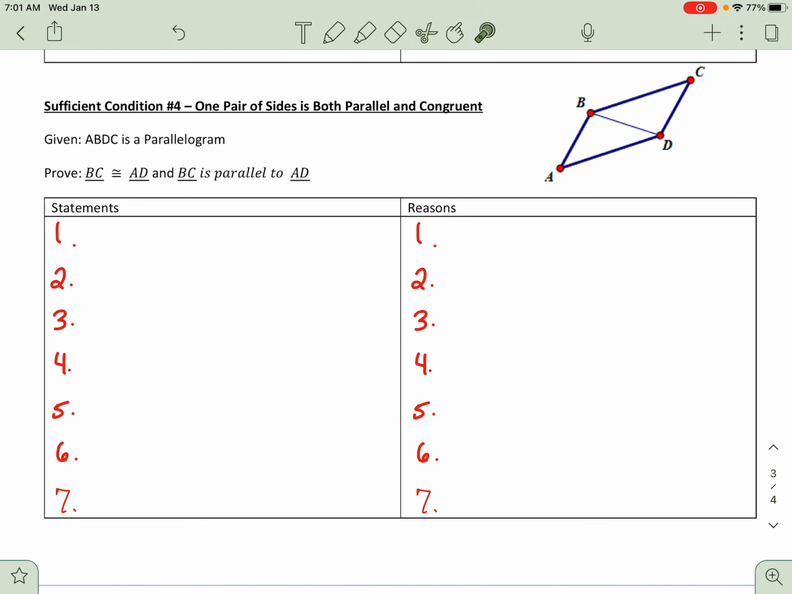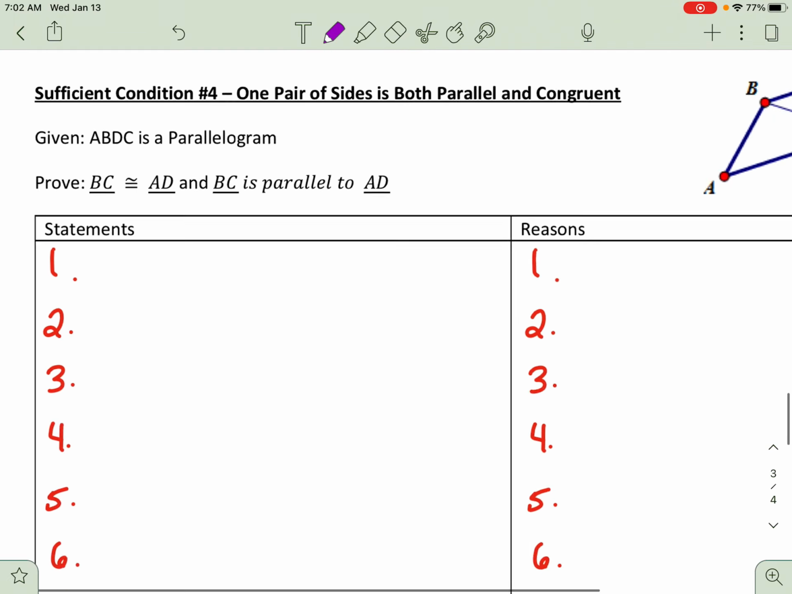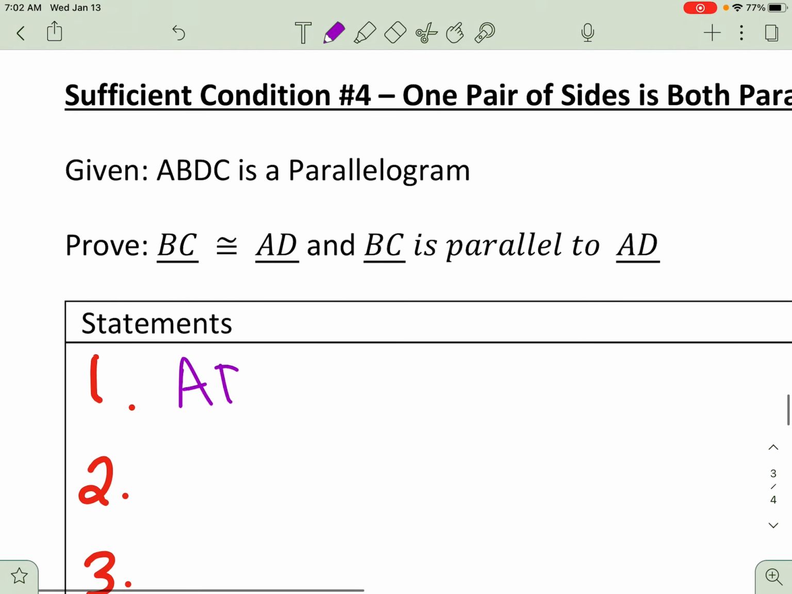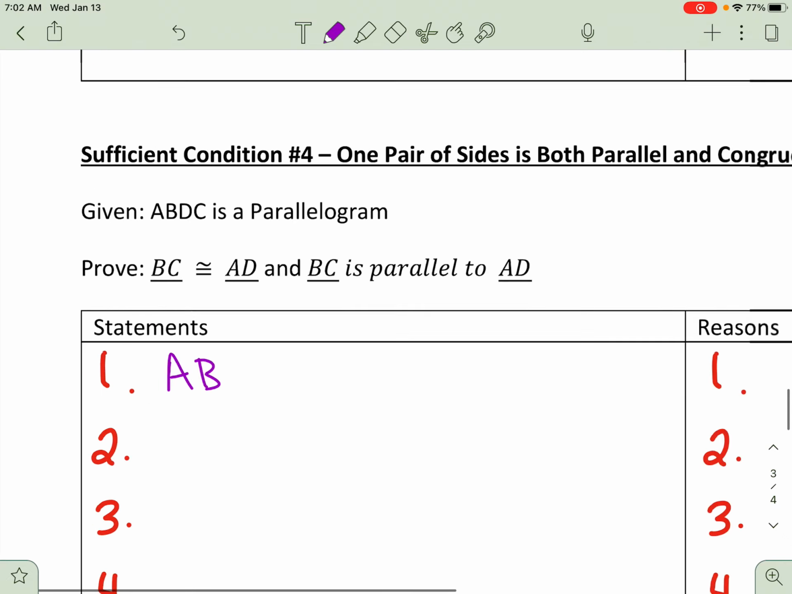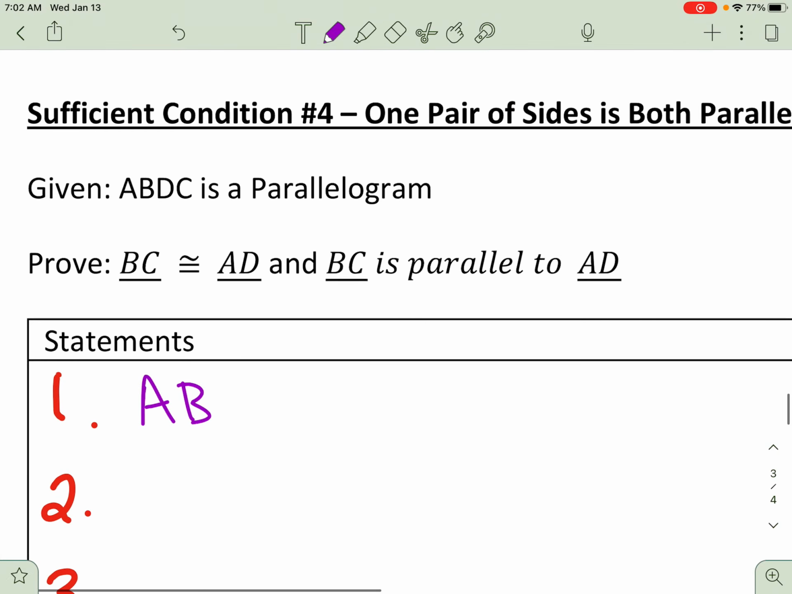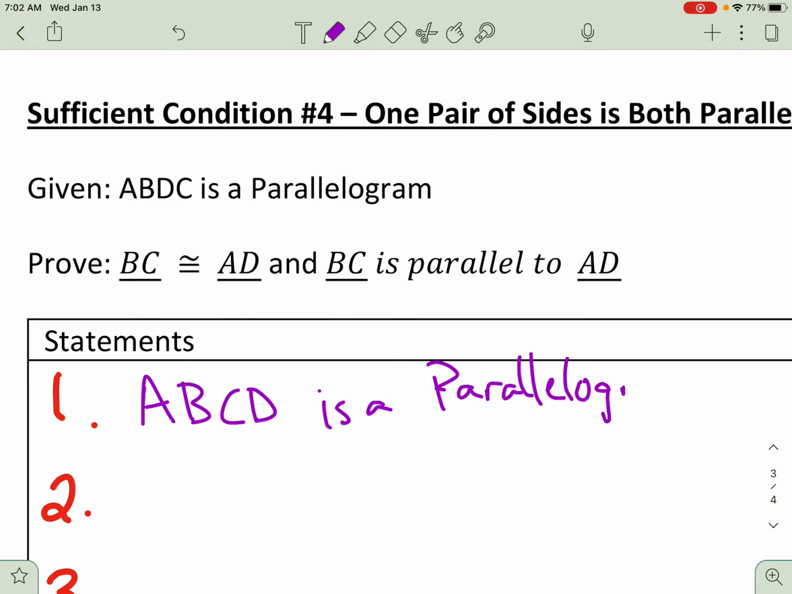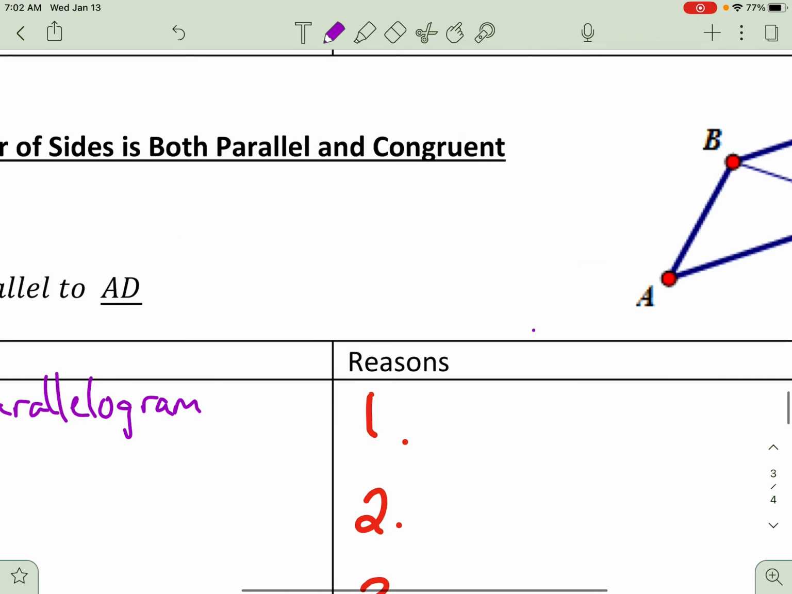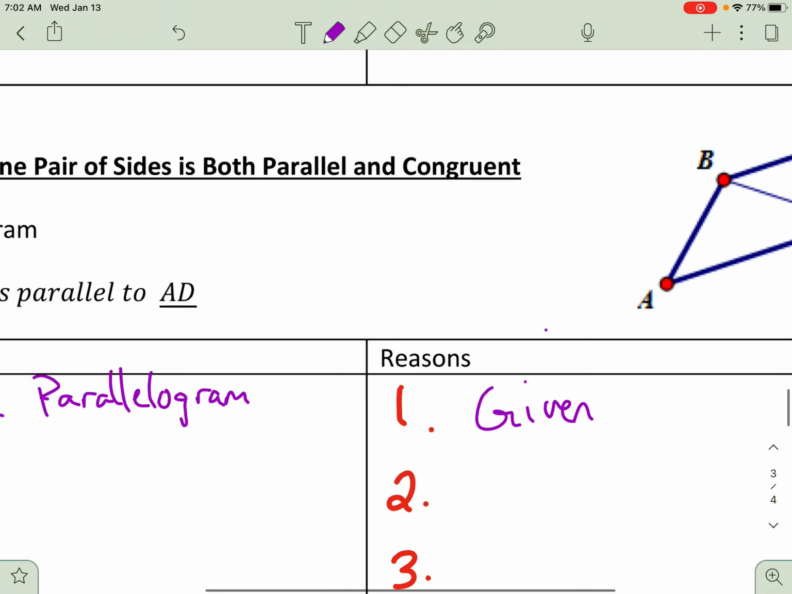All right, sufficient condition number 4 is that one pair of sides is both parallel and congruent. Okay, so again, you cannot use it if it's already like in the component, right? So what's our given here? I guess it's ABCD. ABCD is a parallelogram. This is given.